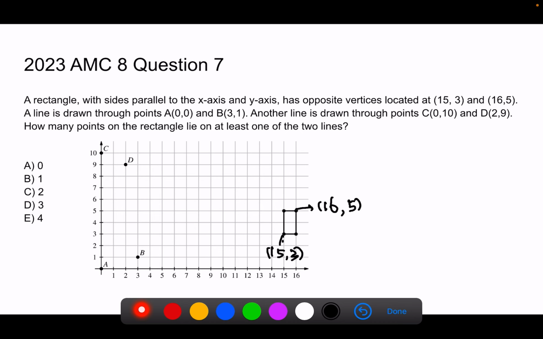A line is drawn through points A (0, 0) and B (3, 1). Another line is drawn through points C (0, 10) and D (2, 9). How many points on the rectangle lie on at least one of those two lines?